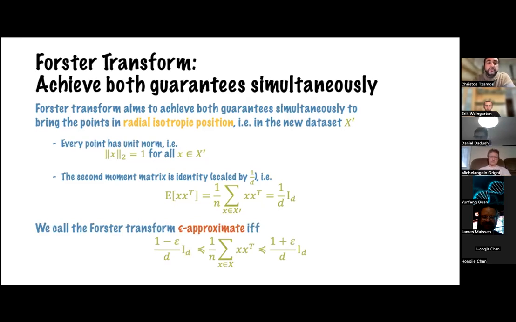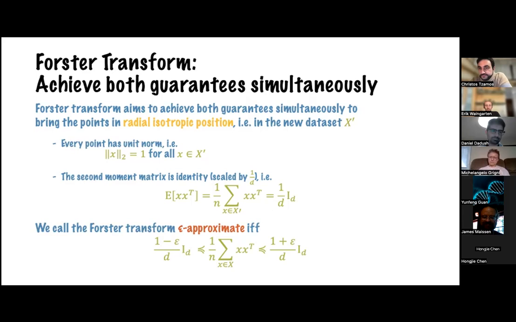So it's bounded between 1 - εd and 1 + εd. So essentially all the eigenvalues will be bounded by this. Okay, so far.